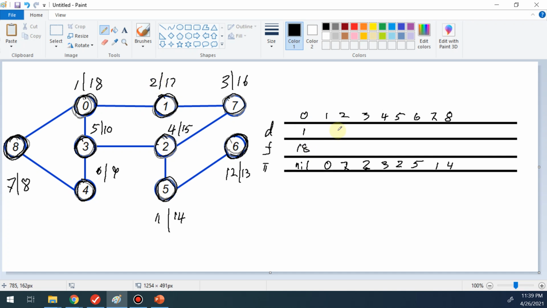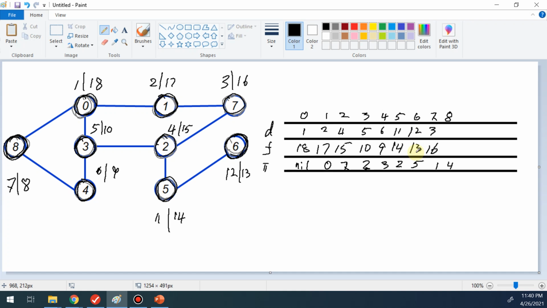For the 1, it is 2 and 17. For the 7, that is 3 and 16. For the 2, that is 4 and 15. For the 3, that is 5 and 10. For the 4, that is 6 and 9. And for the 5, 11 and 14. And for the 6, 12 and 13.